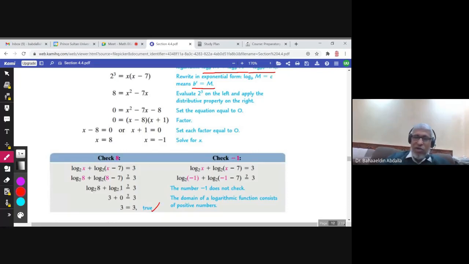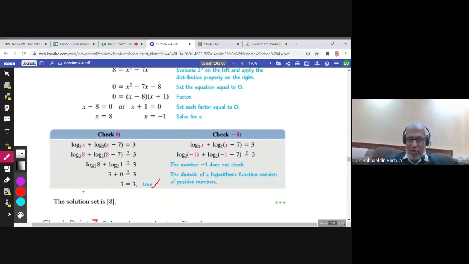This is true. So the first solution, 8, is correct. Let us see -1. If you replace x by -1, this is not good. Number one, -1 does not work because the domain of this function is all positive numbers. It cannot be negative. So the answer is only 8. The solution set is 8.